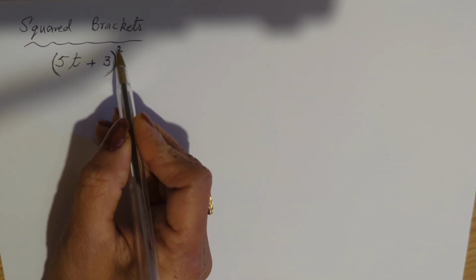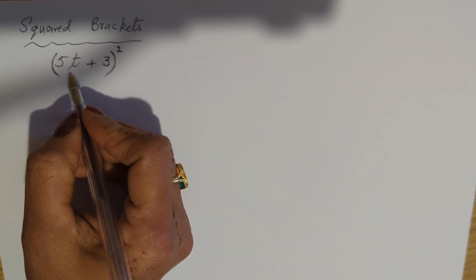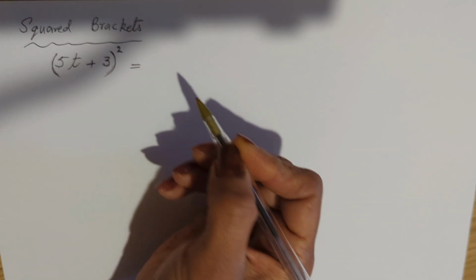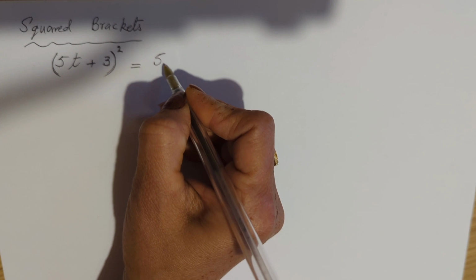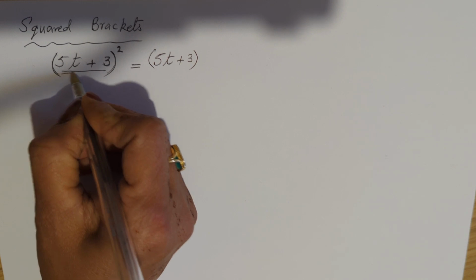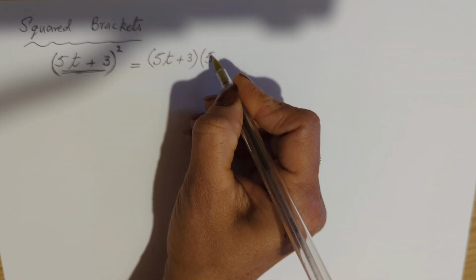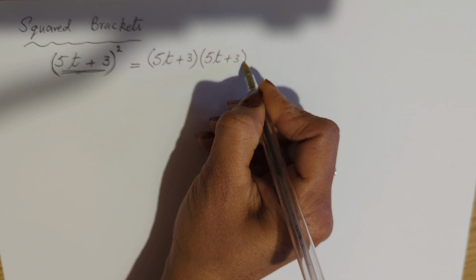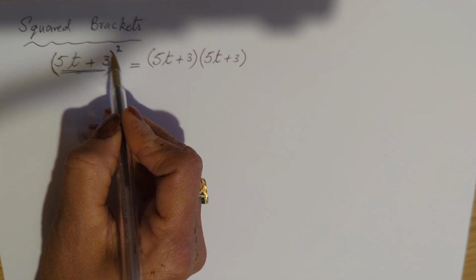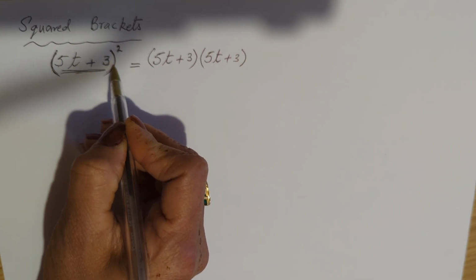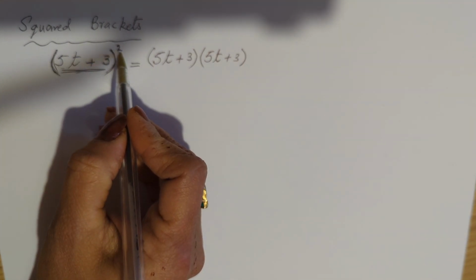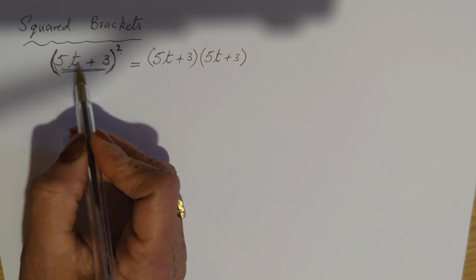and we have a square at the top. So we will read it as 5t plus 3 whole square. And how can we solve it? Square means this whole term is multiplying by itself 2 times, right? So the meaning of this square is that this whole term 5t plus 3 inside the parentheses is multiplying by itself 2 times, right?